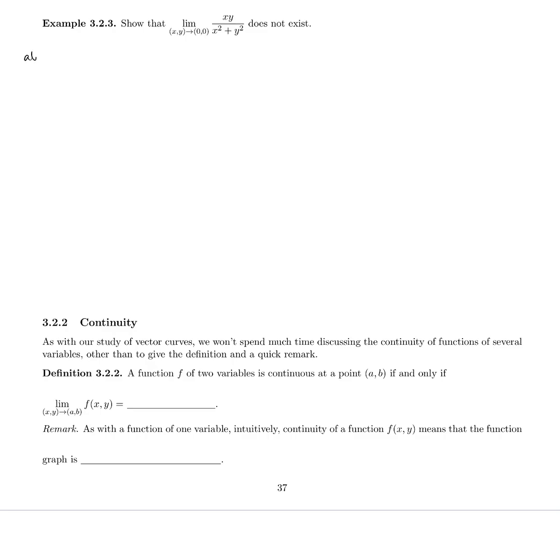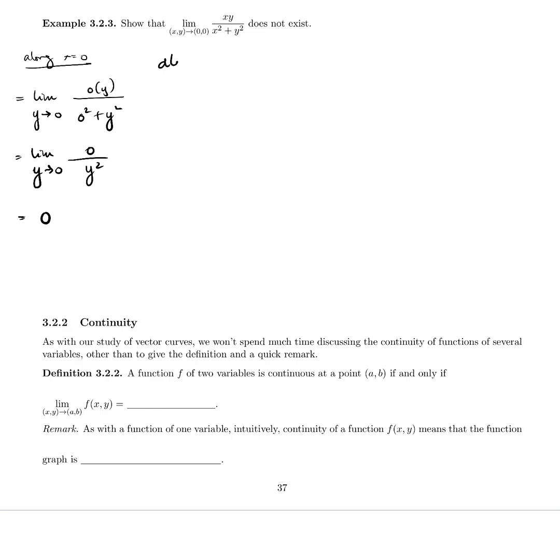So let's go along x equals 0. If we go along x equals 0, that's the y-axis. That's the same thing as our limit as y goes to 0. And if I plug in x equals 0, that's 0 times y over 0 squared plus y squared, which is the limit as y goes to 0 of 0 over y squared, which is the limit as y goes to 0 of 0, which is just 0.